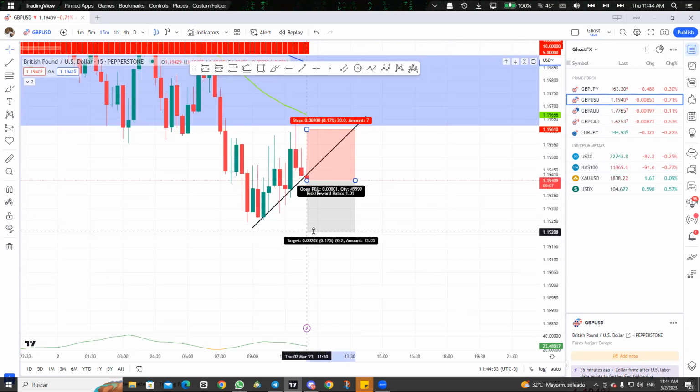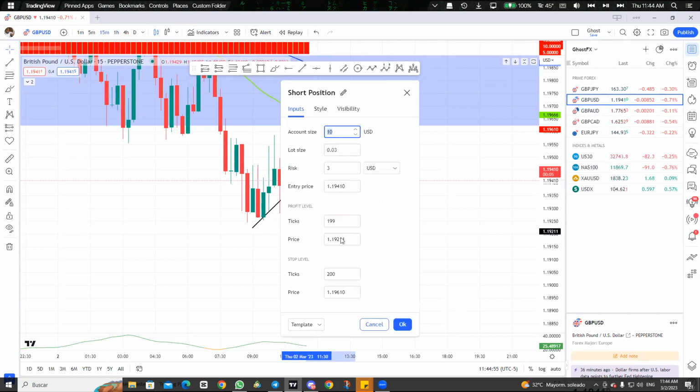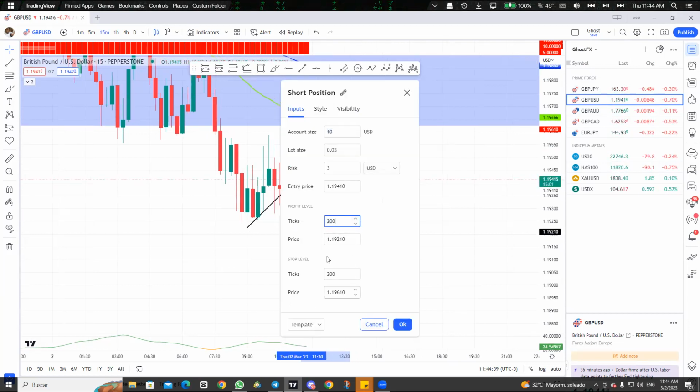Put your stop loss. I'm sorry, you take profit and stop loss. Where was the stop loss? Stop loss 20 pips. Take profit, give me the number. Stop loss 1.9, 1.9. Take profit 1.19210 and stop loss 1.19610.